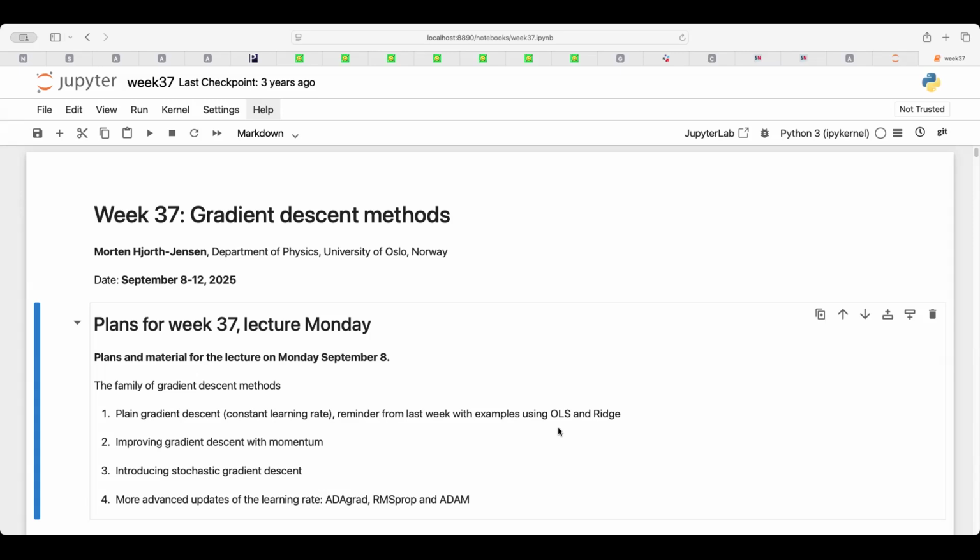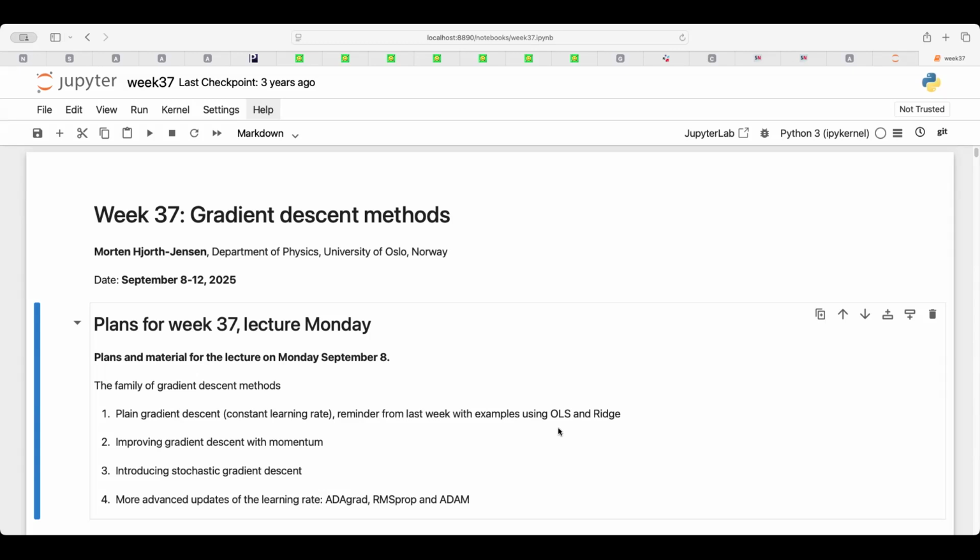Now, what we are going to do first is to remind ourselves quickly what we did last week. And then we are going to move into gradient descent with momentum, which to me is not the best name. I like to call it memory, because we keep track of previous iterations. And we are going then thereafter to introduce stochastic gradient descent.